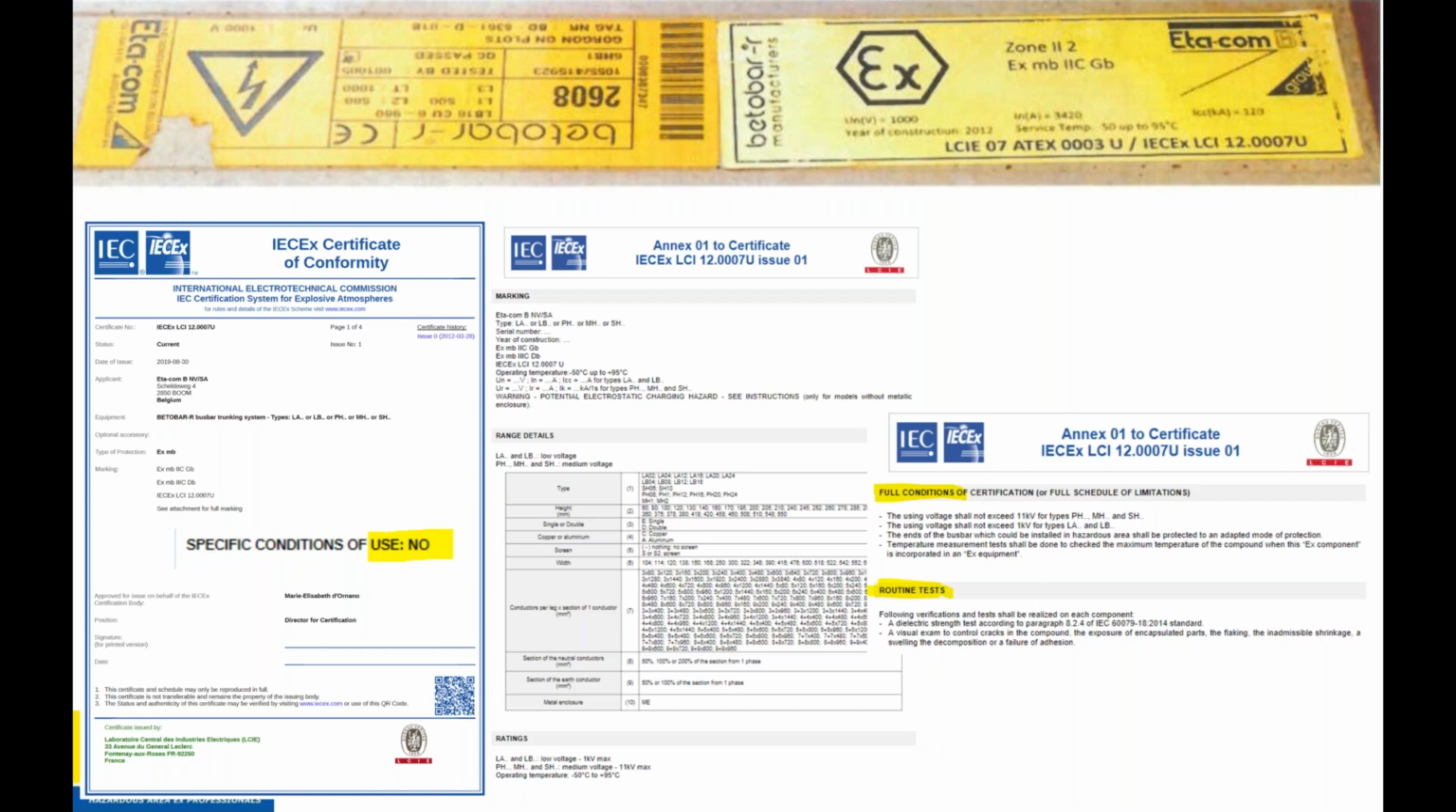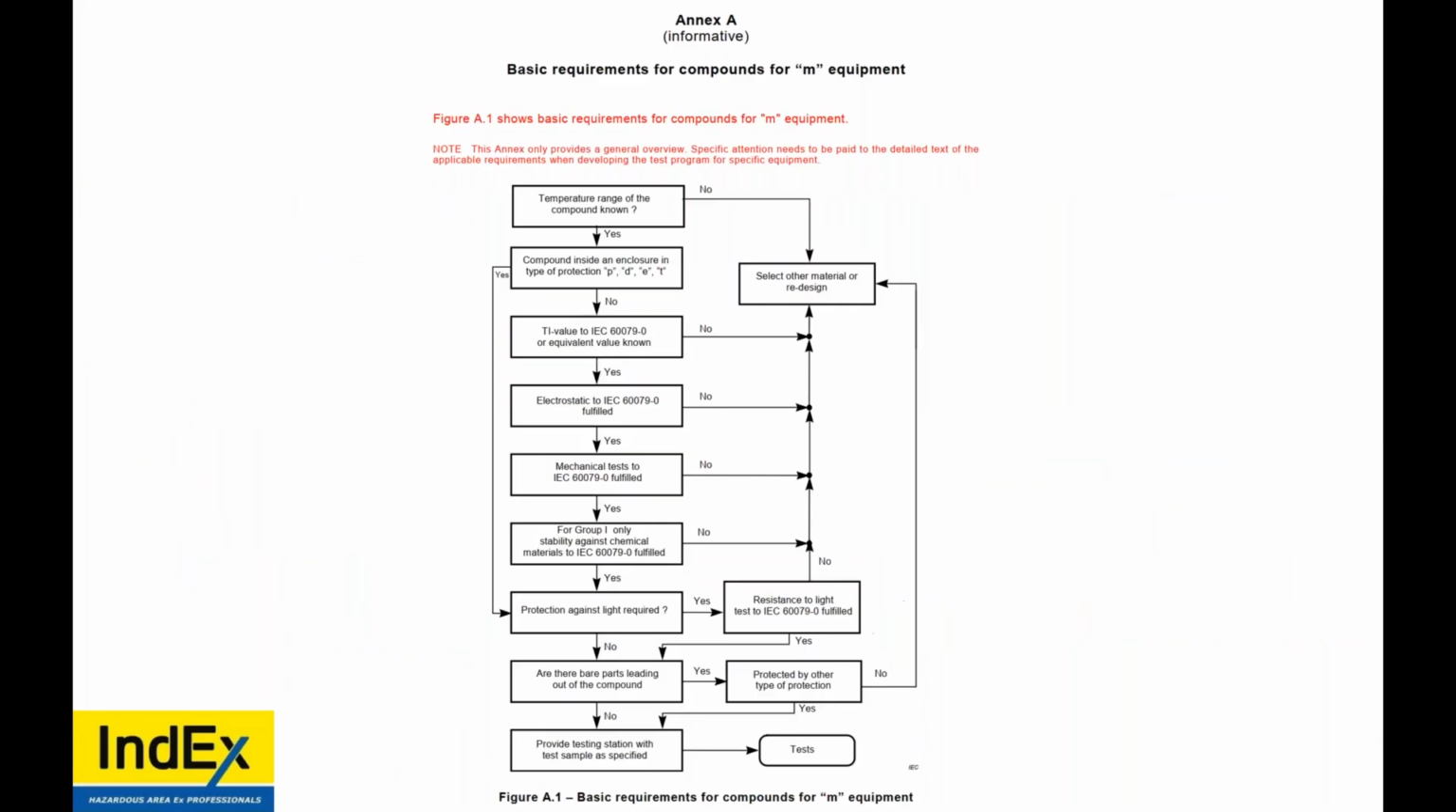That's going to hurt a lot of feelings. People are going to disagree, but it's okay to disagree. It's okay to be wrong. Human factors. Now, Annex A, basic requirements for compounds for EXM.